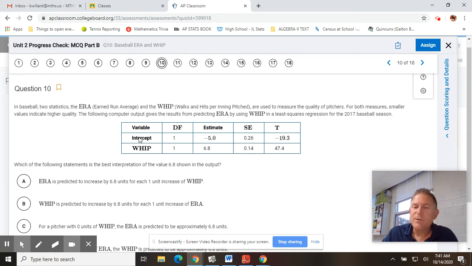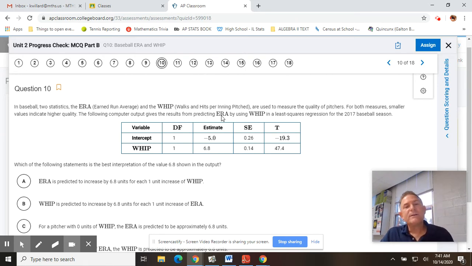Again, computer output, here's all we need to know for right now. Intercept is that number. Slope is that number. Once you know that, it's not all that hard to answer this question. Which of the following is the best interpretation of the value 6.8? 6.8 is the slope. And what are we trying to predict here? We are trying to predict ERA.